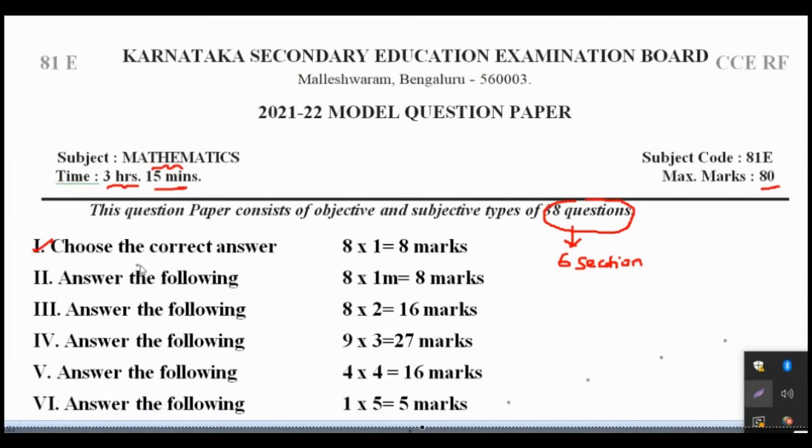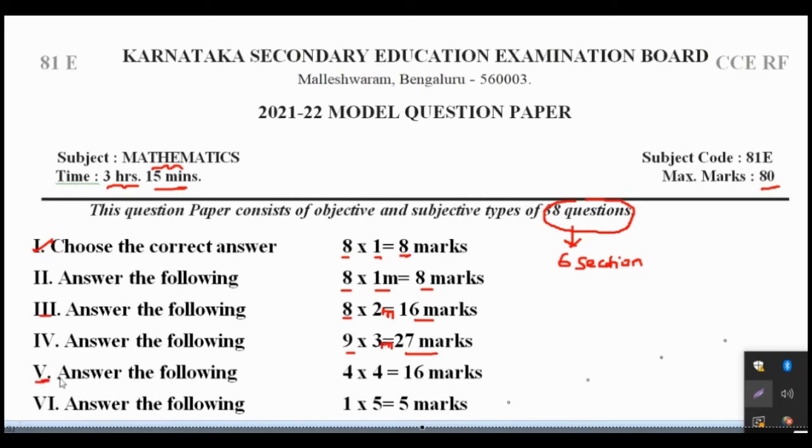First section, choose the correct answer. We have 8 questions. Each question contains 1 mark, total 8 marks for the first section. Second section, 8 questions, 1 mark each, 8 marks. Third section contains again 8 questions but 2 marks for each question, total 16 marks. And the fourth section contains 9 questions and each question carries 3 marks, 27 marks for the fourth section.